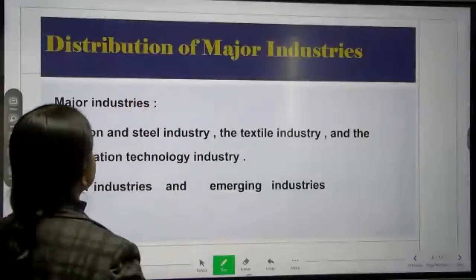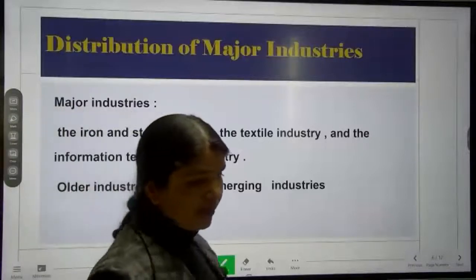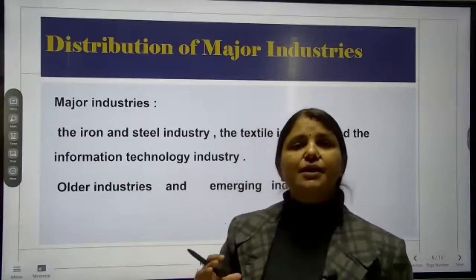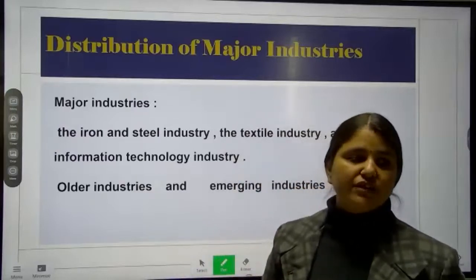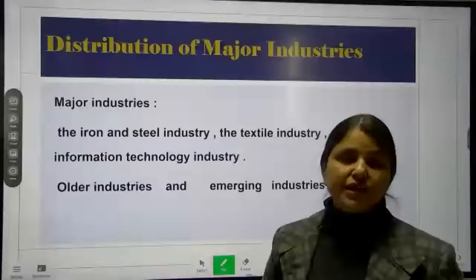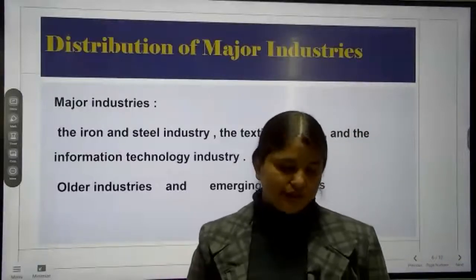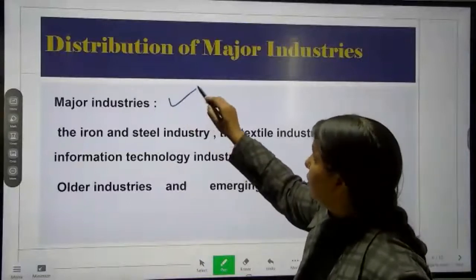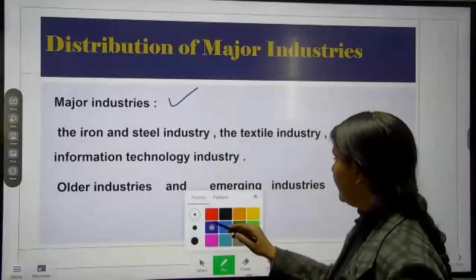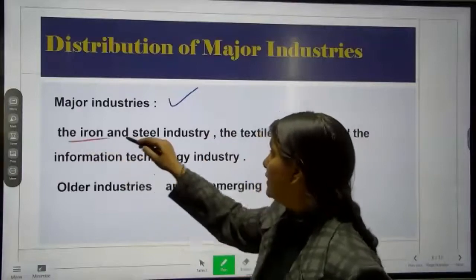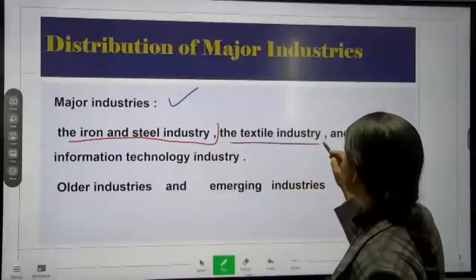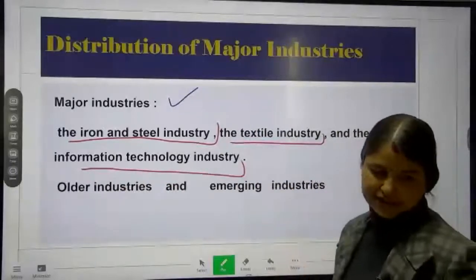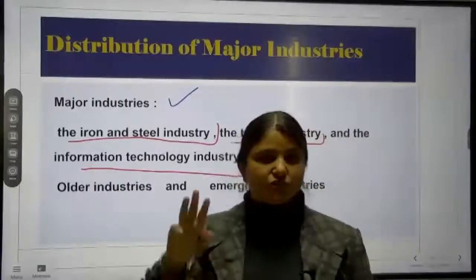Distribution of major industries. What do we mean by distribution of major industries? Here we can say which types of major industries we have in the world. Just see the major industries which are there in the world. Those industries are the iron and steel industry, the textile industry, and the information technology industry. How many major industries do we have?